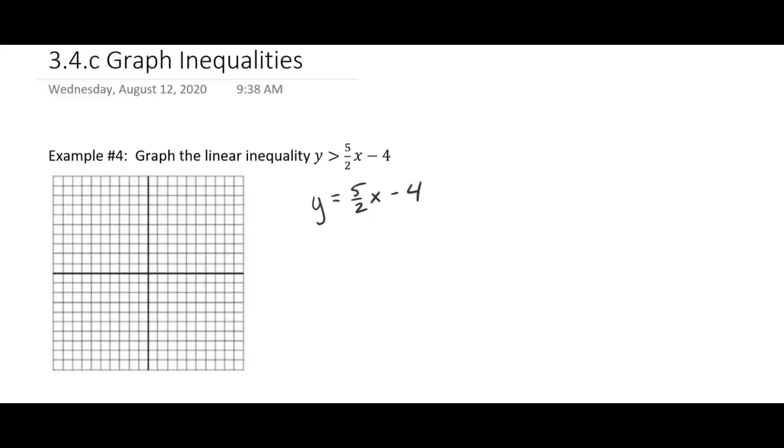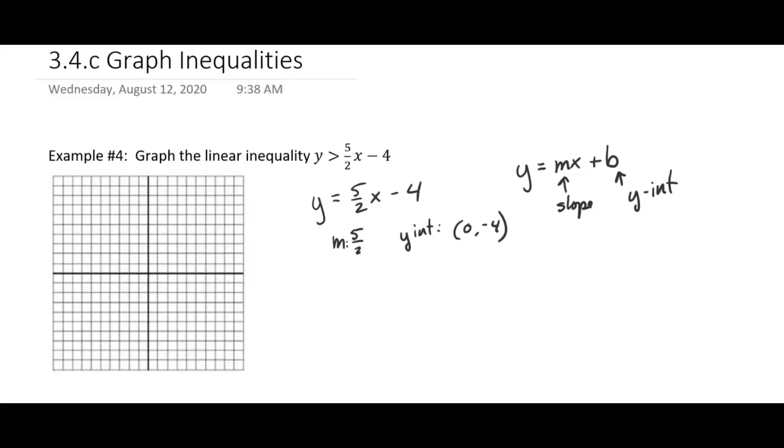Okay, so maybe you'll remember y equals mx plus b. There are like 3 ways to graph a linear equation. One way is to use the slope and the y-intercept. In our case, our slope is 5 over 2, and our y-intercept is the point (0, negative 4), meaning if I put 0 in for x, I'd get negative 4.